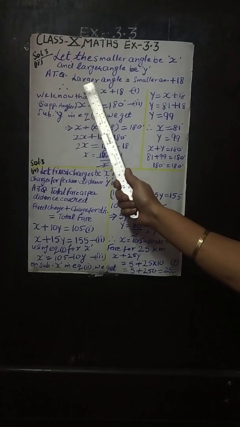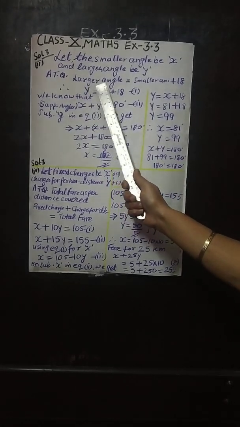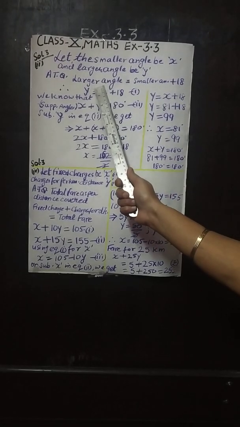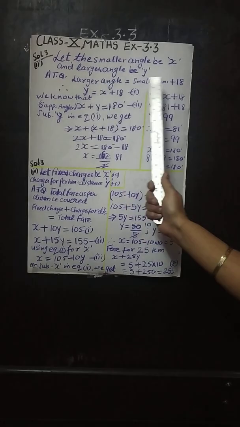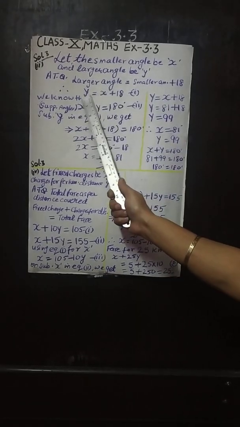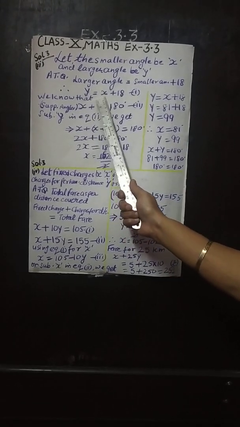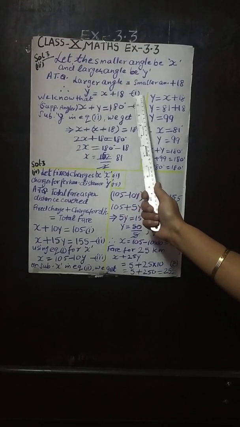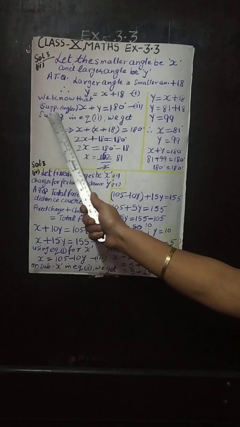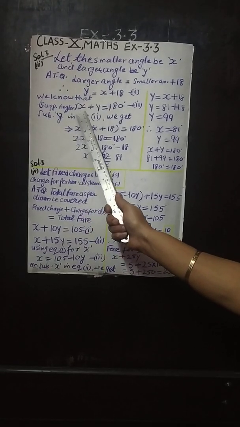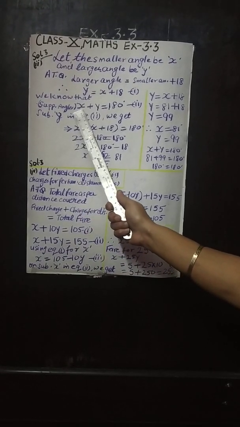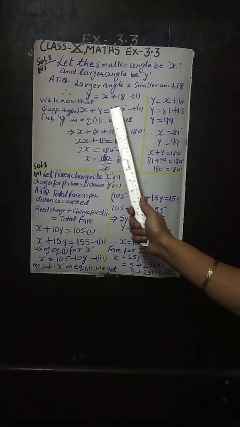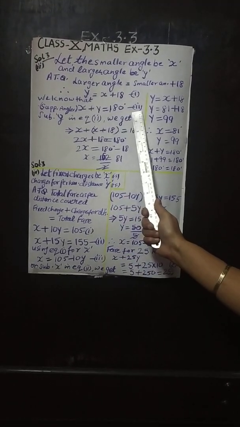According to the question, the larger angle exceeds the smaller angle by 18. It means the larger angle is 18 more than the smaller angle. So the larger angle y is equal to x plus 18. This is our first equation. And we know that supplementary angles always sum up to 180 degrees. So the two angles x and y, if added, will be equal to 180 degrees. So this is the second equation, x plus y is equal to 180 degrees.